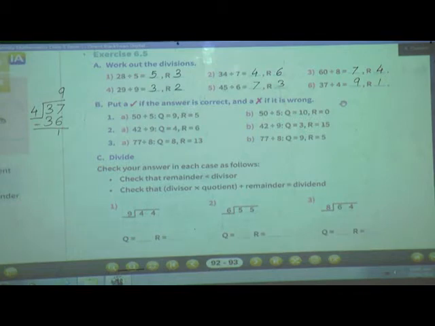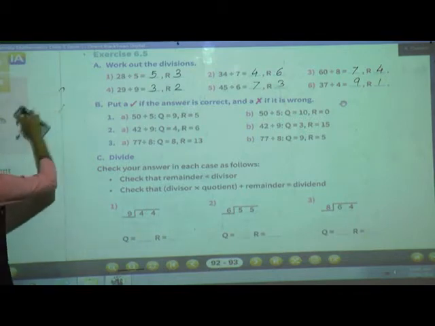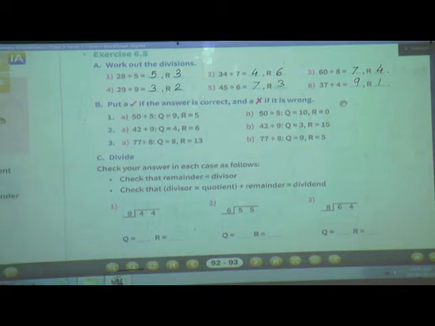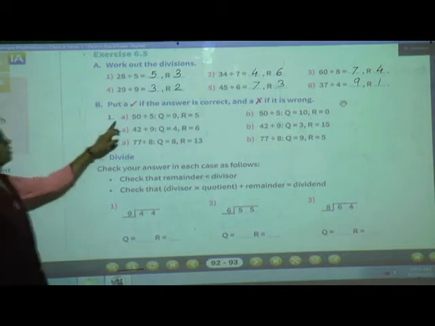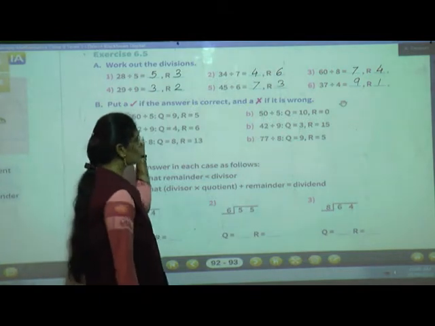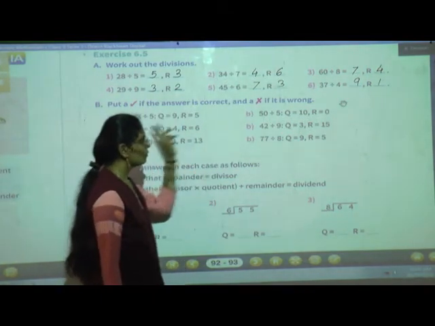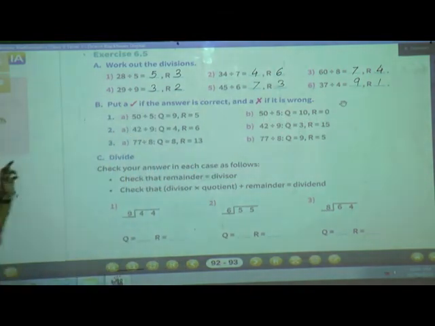Okay. Now we'll move to question B. Read the question. Put a tick if the answer is correct and put a cross if it is wrong. Now see the first example. Here they have given us two options, A and B. Which option is correct? We have to put a tick in front of that option, or if the answer is wrong, we have to put a cross in front of that option. Okay, we will see the first one.